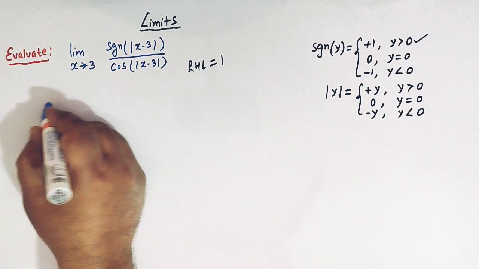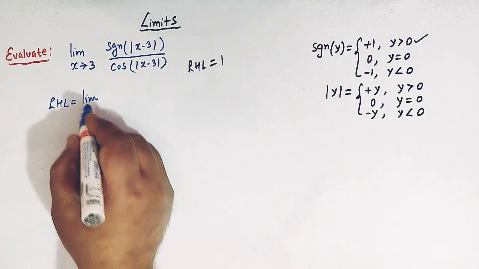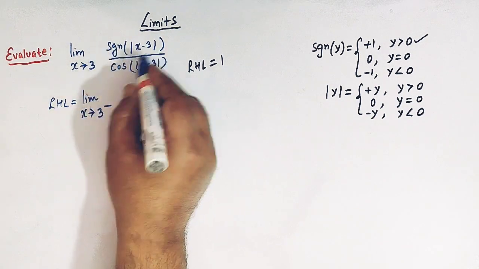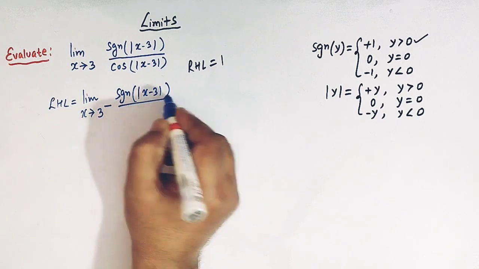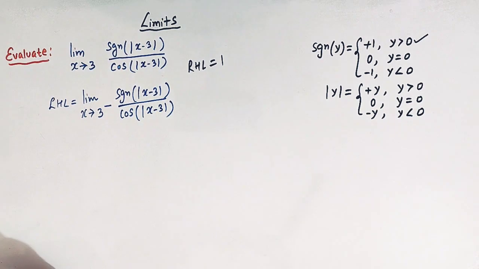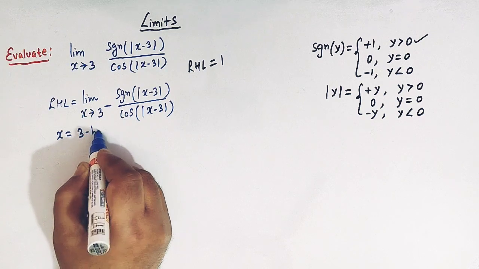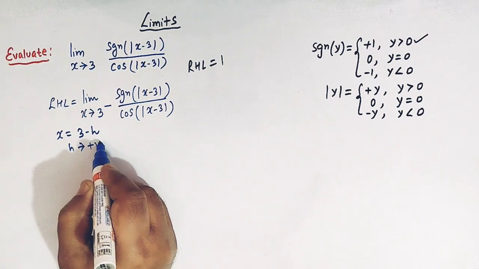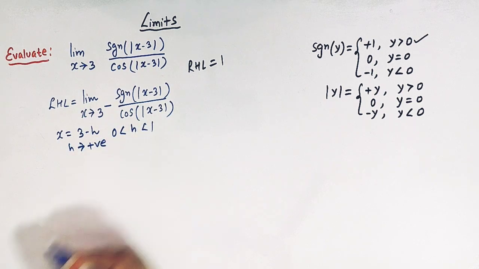Now let us find out the left hand limit, right? The notation for left hand limit is limit x tends to 3 with a negative sign, and the function is signum of mod of x minus 3 divided by cosine of mod of x minus 3, right? When we calculate the left hand limit, we'll take x is equal to 3 minus h. Here again h is positive, infinitesimally very small, and h lies between 0 and 1, right?